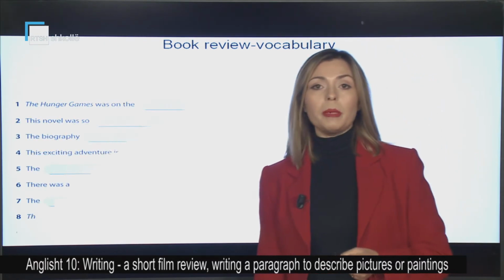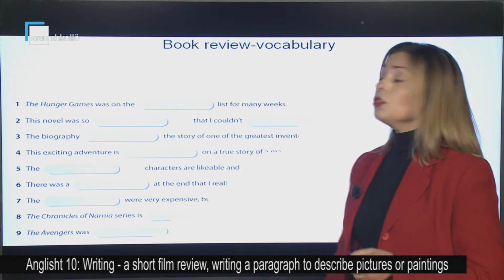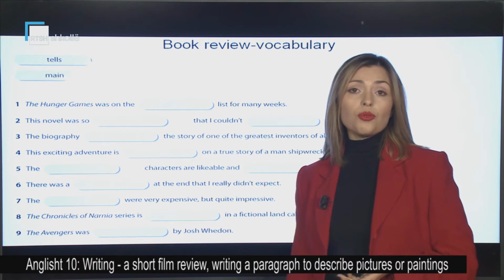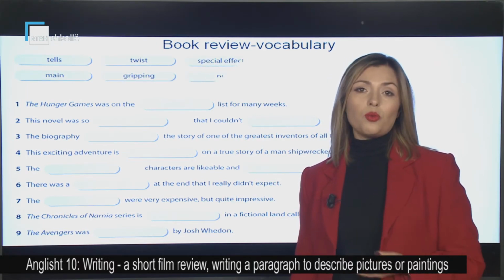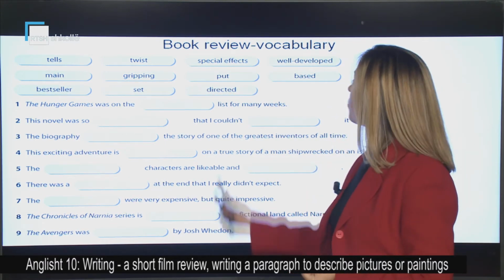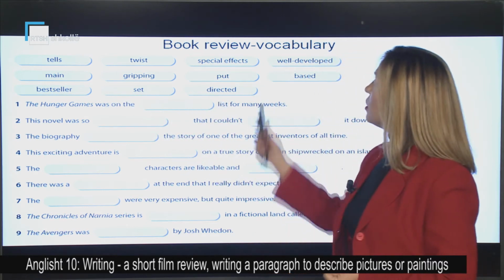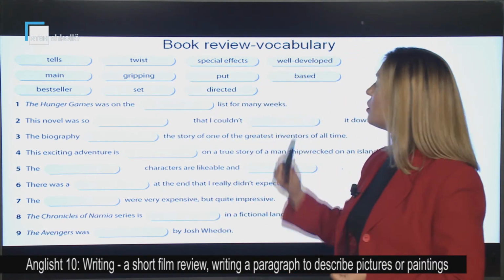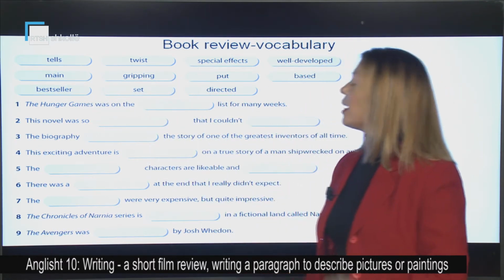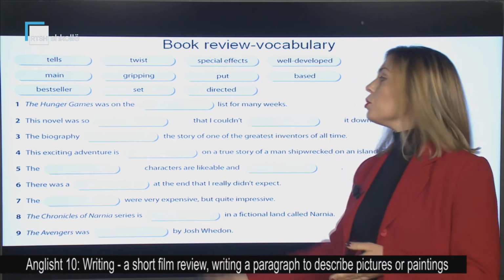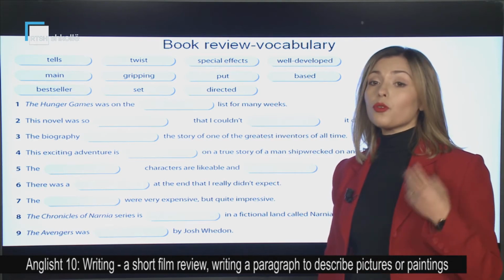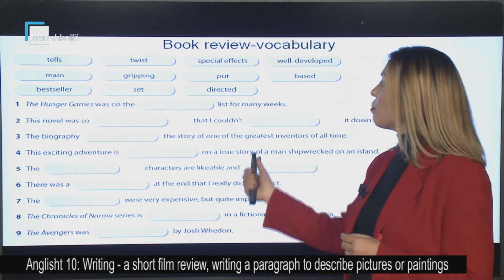Let's practice now a little bit the vocabulary that we need to use. The vocabulary should be rich. We are going to try and not use everyday words, but try to use as many synonyms as possible. So, we are given these words: tell, twist, special effects, well-developed, main, gripping, put, based, bestseller, set, and directed. And I would like you to choose the correct word in the sentences. Please make sure that you find the answer yourselves and check with me.